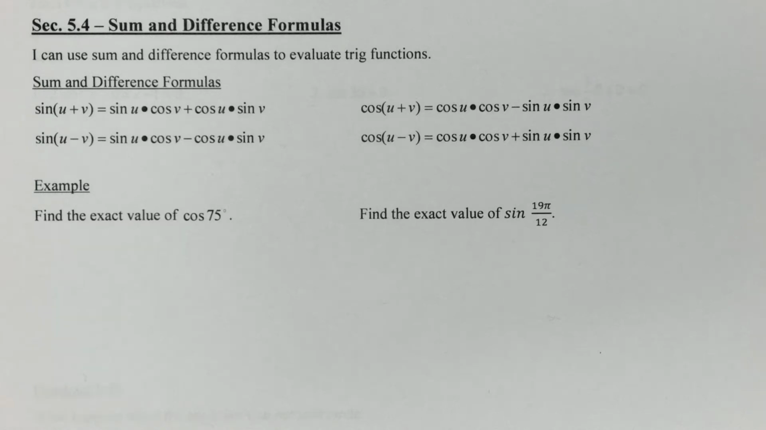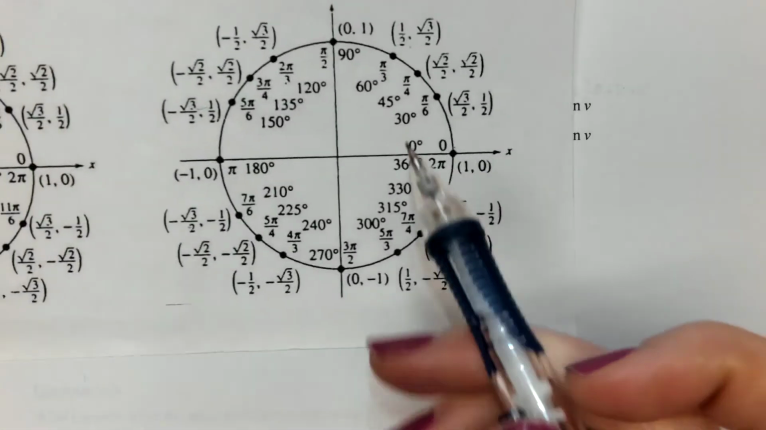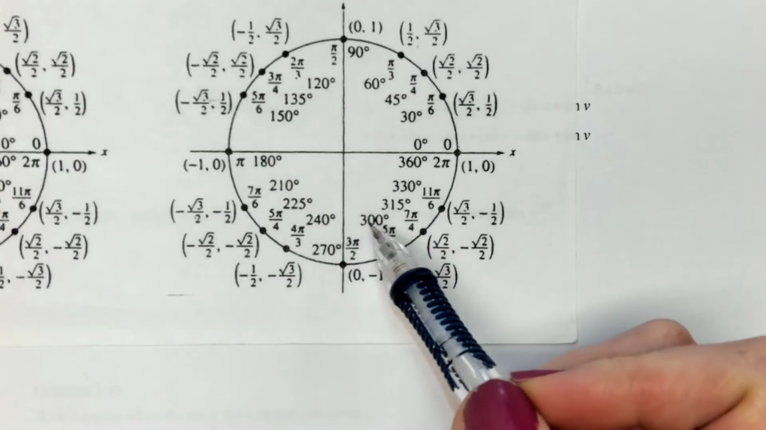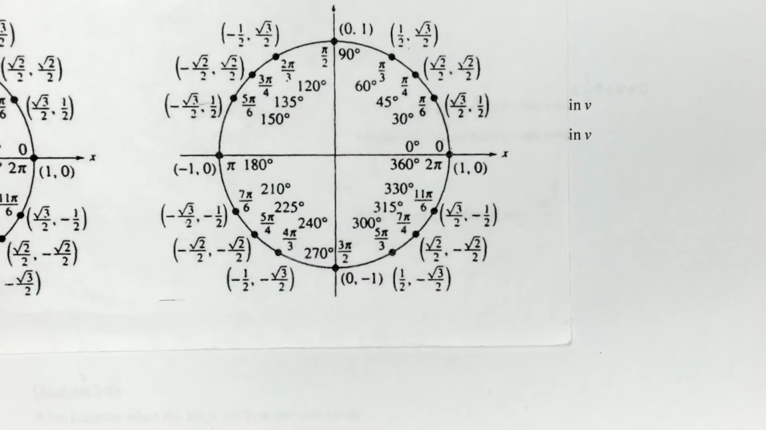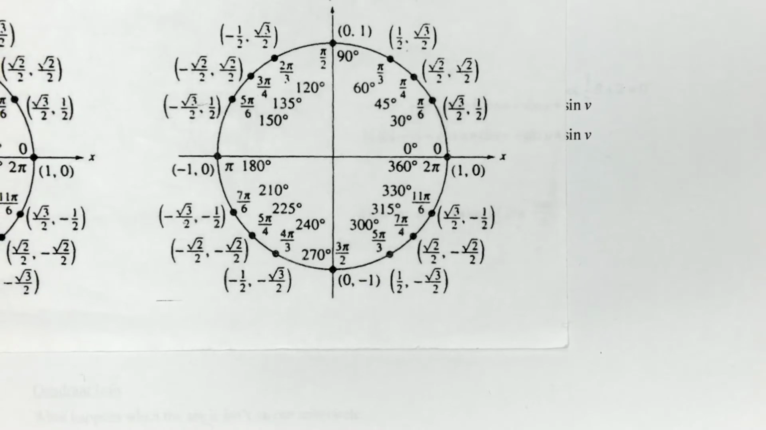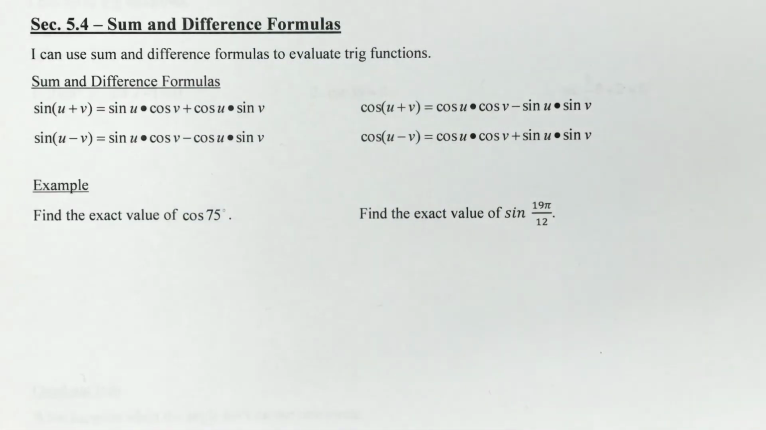Section 5.4, and we're going to start this chapter by doing something called the sum and difference formulas. So we know that there are a lot of angles around the circle, not just those that we found on your unit circle. There are infinitely many of them. Now we're going to branch into talking about all of those angles out there that are not on our unit circle.